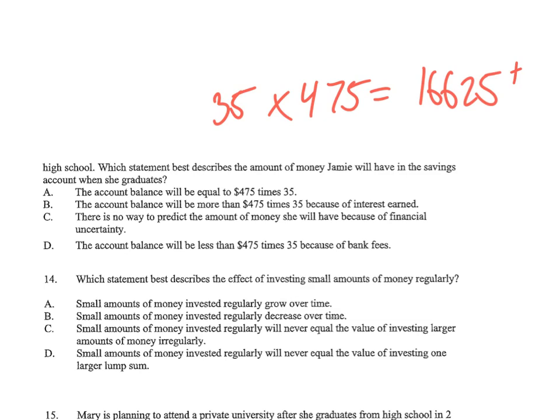So A, the account balance will be equal to 475 times 35, which is what I just did, but there's going to be some interest on it, so A is out. B, the account balance will be more than 475 times 35 because of interest earned. That's actually what I said a minute ago.